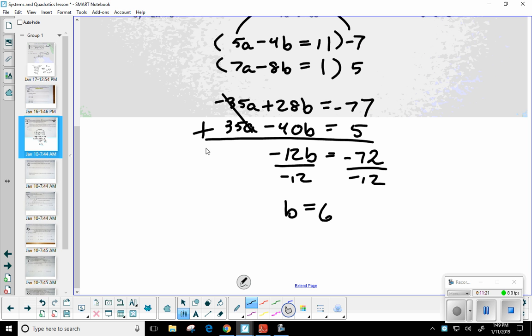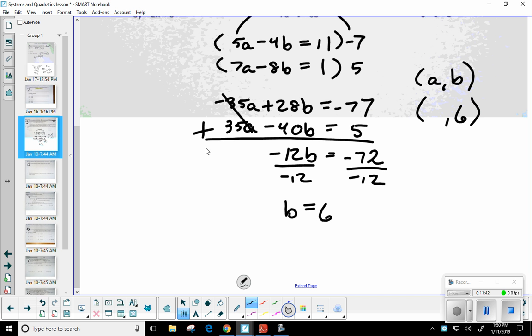Now, if it's x, y, you know the order in which we go. But if they use other variables like this, they're always going to be put in alphabetical order for your ordered pair. So what we really found here is just the second value. We know what B is, but I don't know what A is.